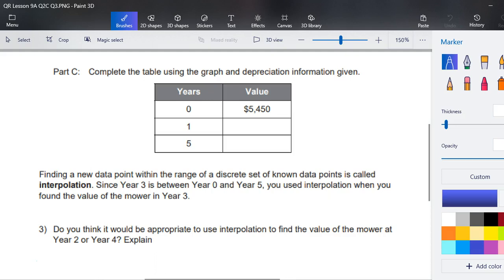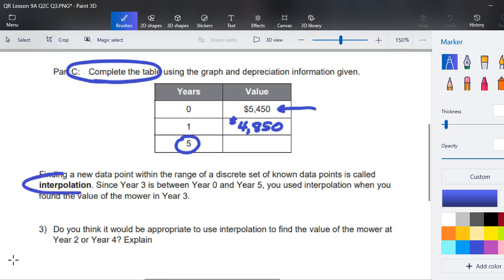We calculated on part B that the depreciation for the first year is $600. So looking at this chart, it asks us to complete the table using the graph and the depreciation information we just looked at. So $5,450 is the starting value. If I subtract $600, that puts us at $4,850. And then it jumps to year 5.